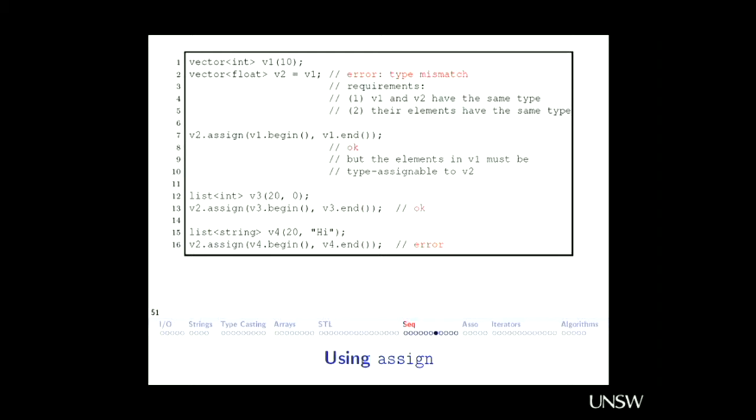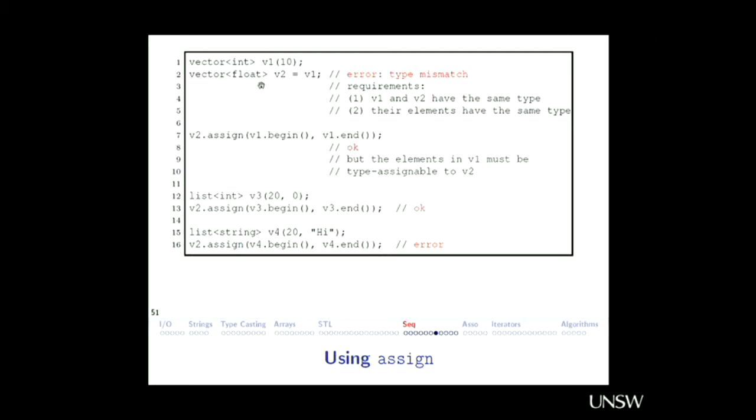Let's look at using assign. So we're still focusing on vector at this point. We have v1, a vector of ints, and v2, a vector of floats. We cannot assign v1 to v2 because that's a vector of ints and that's a vector of floats. They are different types.